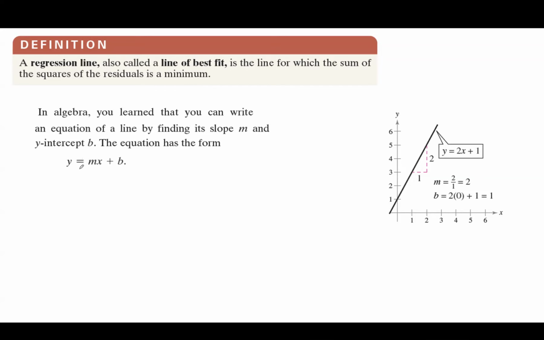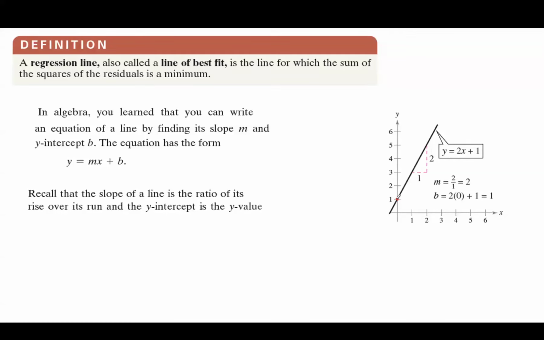In algebra, we have y equals mx plus b. m is the slope of the line. In this case, it is 2: rise over run. So your rise is 2, your run is 1. So 2 divided by 1 is 2, which is the slope of the line. And the y-intercept is, in this case, 1. The line crosses the y-axis when x is equal to 0 and y is equal to 1. So when you have just 2 points, you can easily construct the equation of the line.